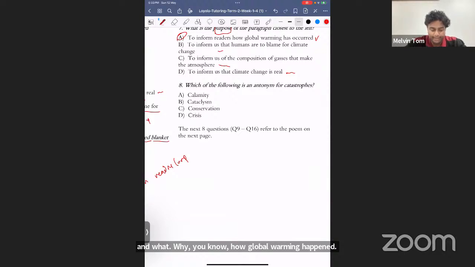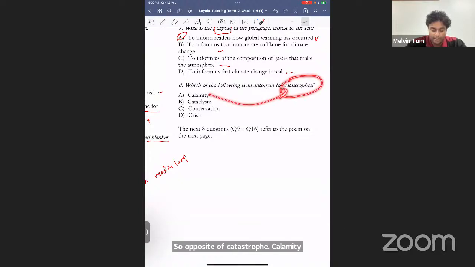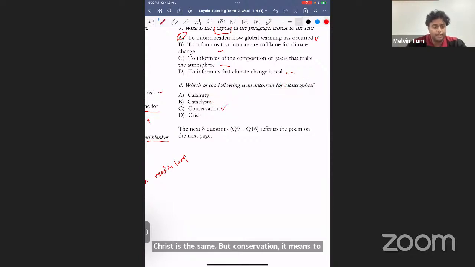Finally, antonym. Antonym is the opposite of synonym. So the opposite of catastrophe. Calamity is the same as catastrophe, cataclysm is the same as catastrophe, crisis is the same, but conservation means to protect, it means to save. So the answer is C.